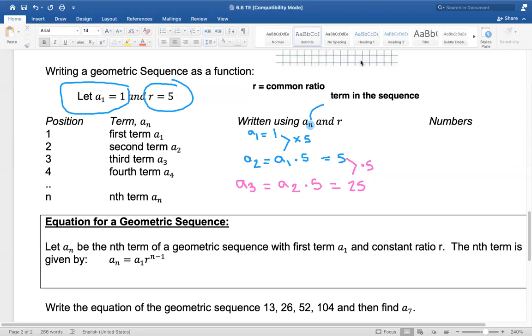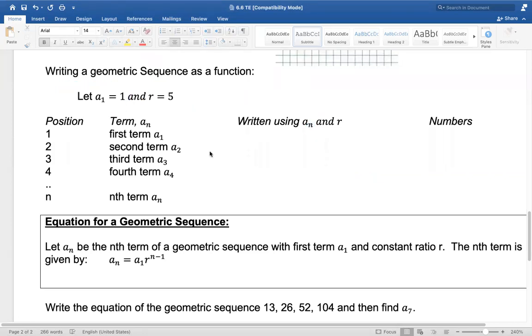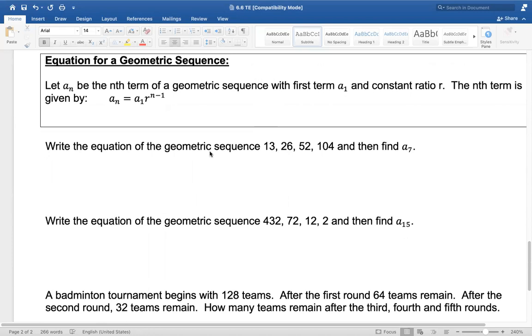That leads us to this definition below, which is how we write the equation of a geometric sequence. Let an be the nth term of a geometric sequence. Again, n is just the term that you're looking at. The nice thing is that once we write this equation, if we tell you to find the 40th term, instead of expanding out the sequence until you get to the 40th term, you can just put in 40 for n. So to find the nth term of a geometric sequence with first term A1 and constant ratio R, the equation you're going to use is A1 times the ratio to the n minus 1 power.